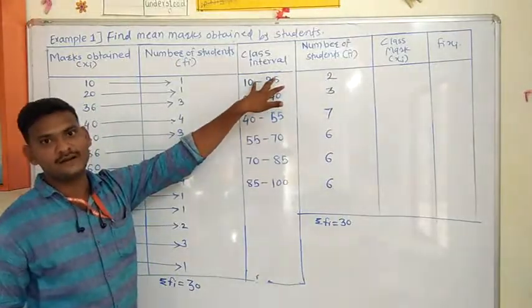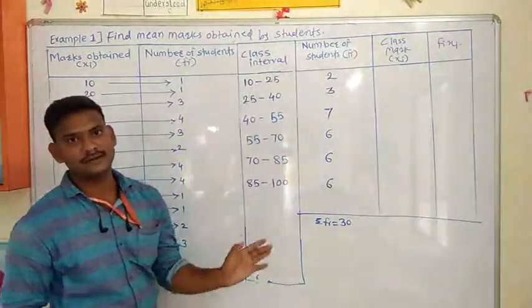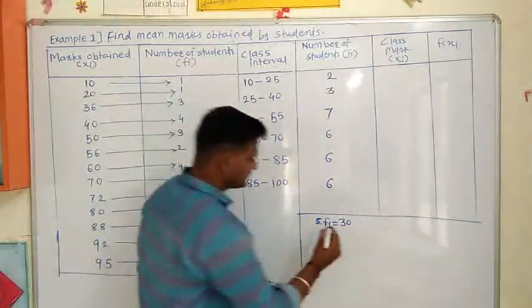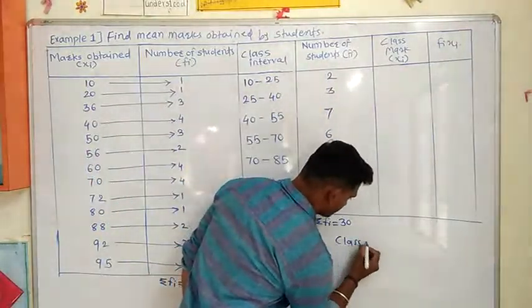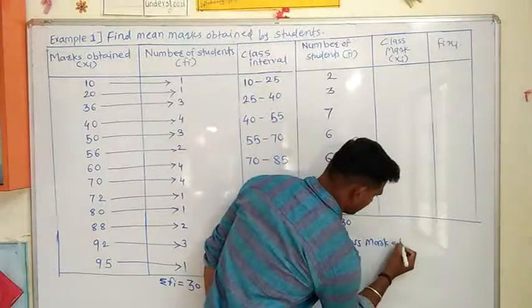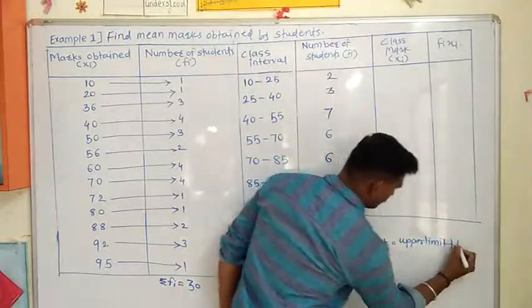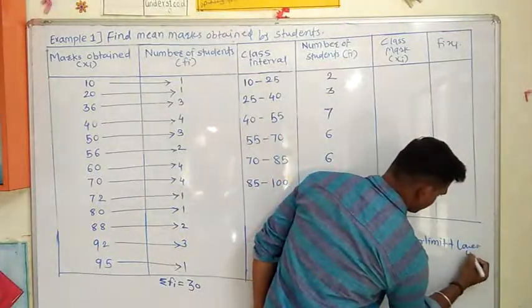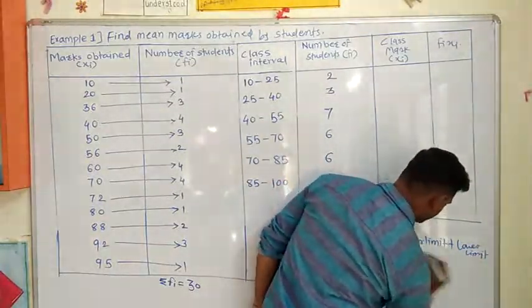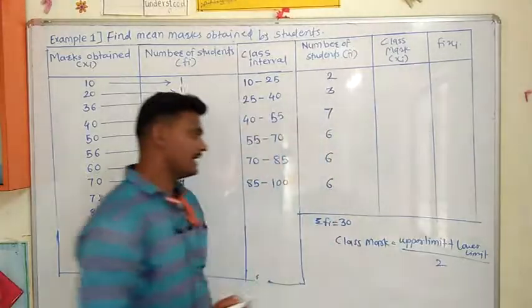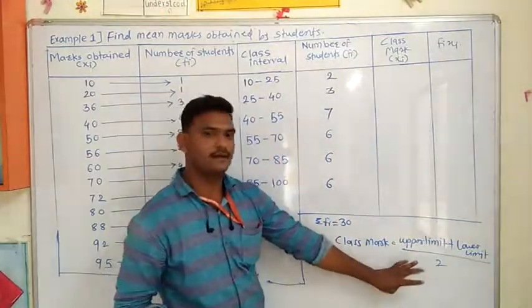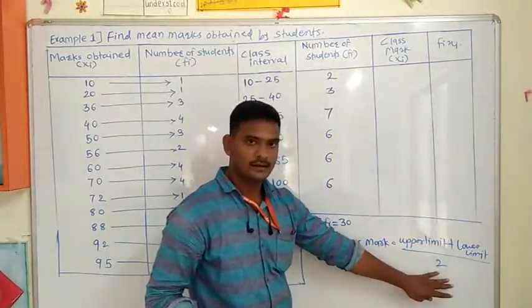Average of upper limit and lower limit means upper limit plus lower limit divided by 2. That is, class mark is equal to upper limit plus lower limit divided by 2. Upper limit plus lower limit divided by 2 is nothing but the class mark.